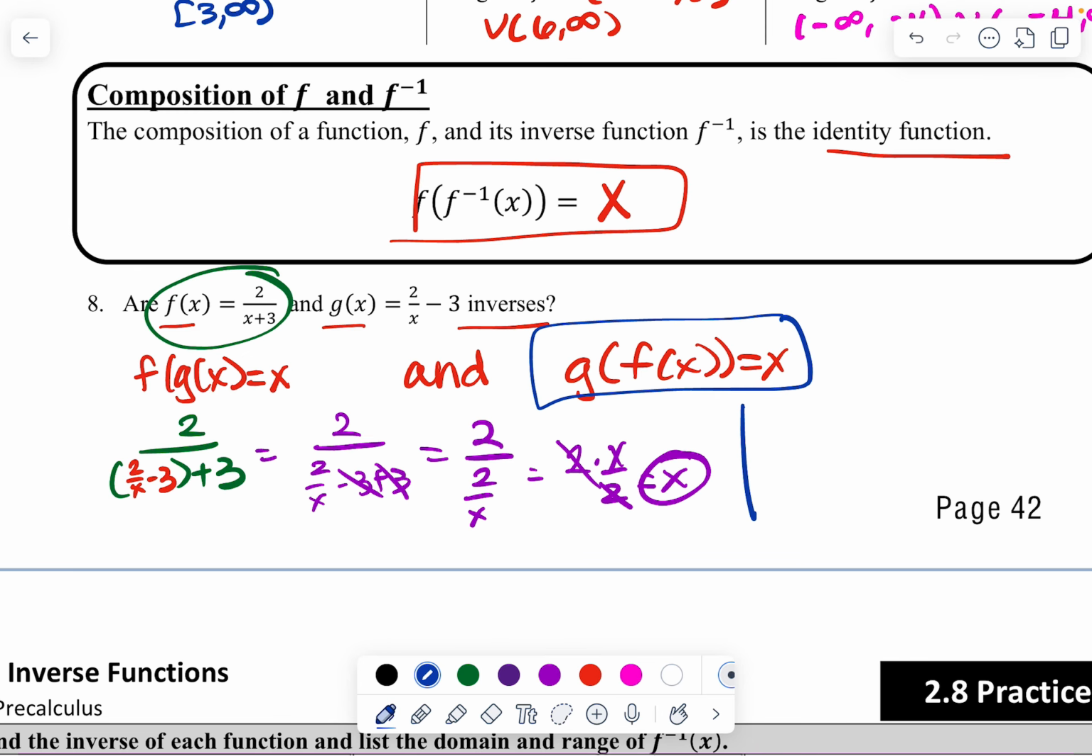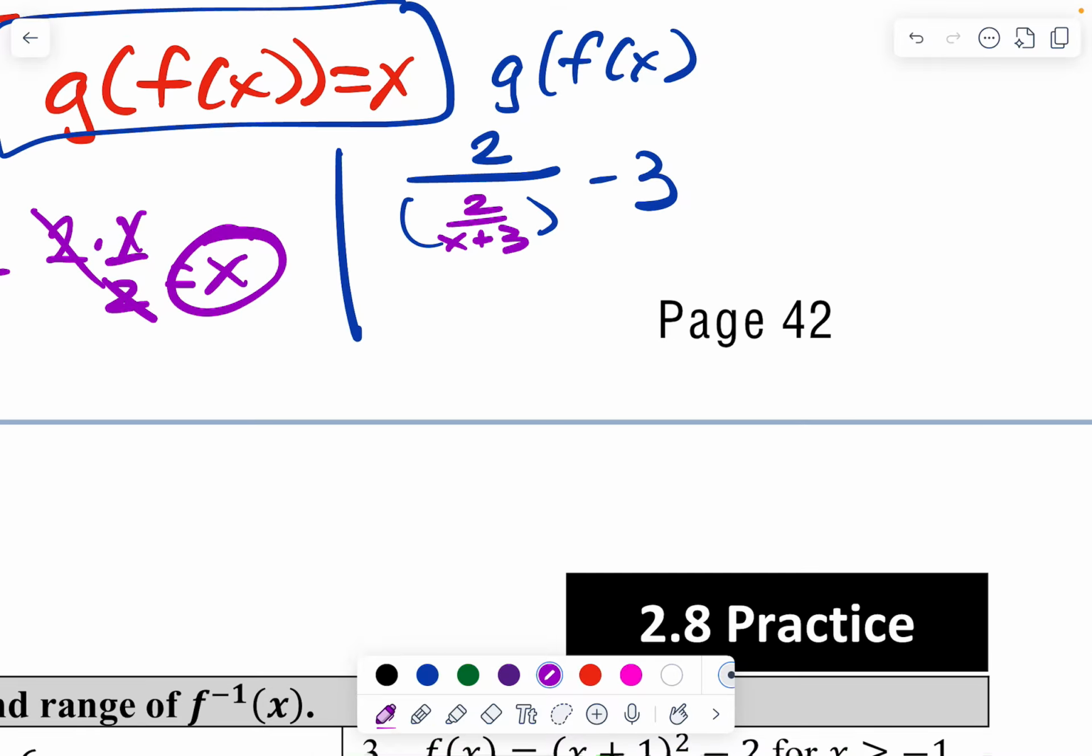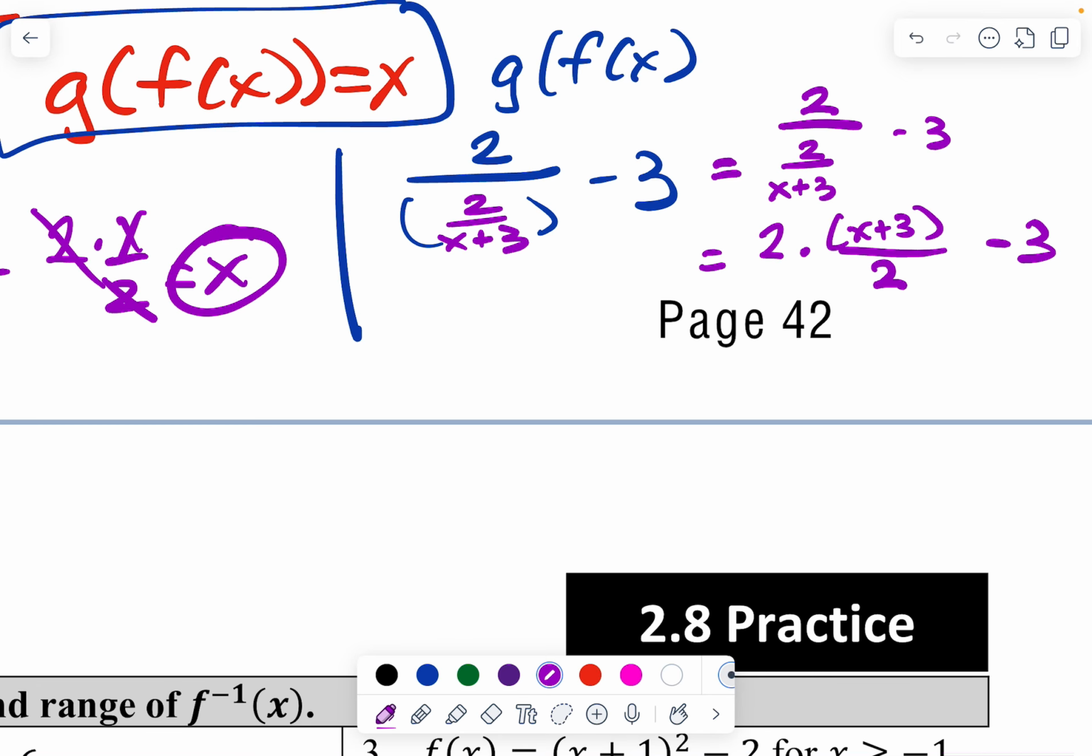So now we just have to check it for g of f of x. So g is going to be our new skeleton. So g of f of x. G is a skeleton, so it's 2 over x minus 3. Inside that function is going to be f of x, which is 2 over x plus 3. So now let's simplify it. So we get 2 divided by x plus 3, minus 3. Remember, dividing by a fraction is multiplying by the reciprocal, so this is really 2 times x plus 3 over 2, all minus 3. These are going to cancel out the 2's. We're left with x plus 3 minus 3. These also cancel, so we get x.